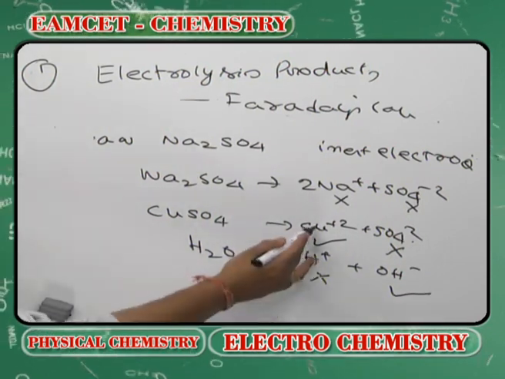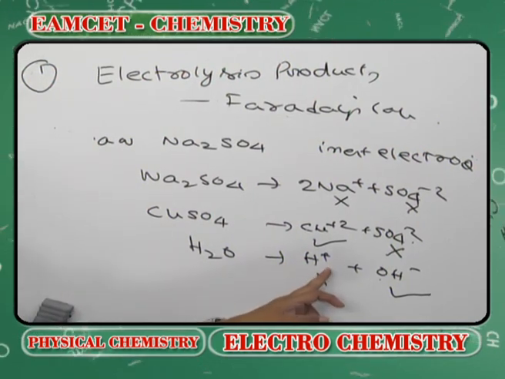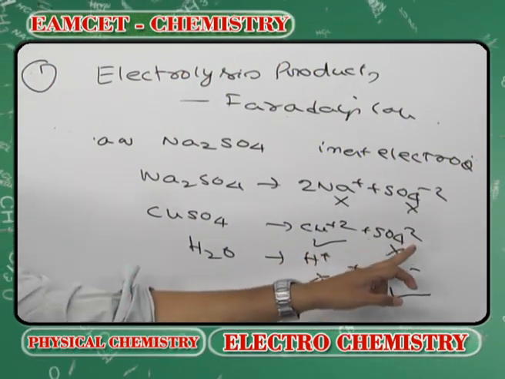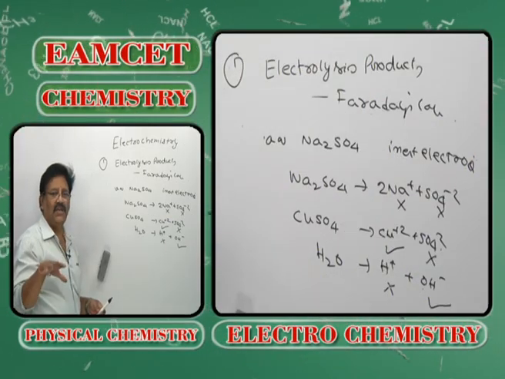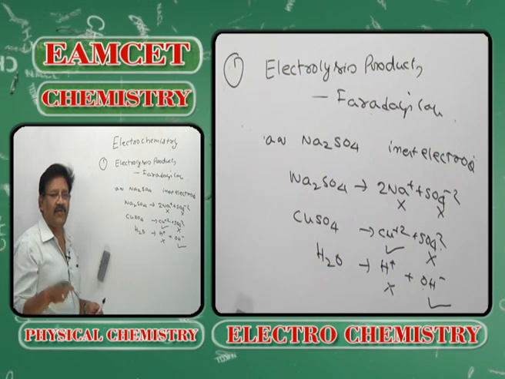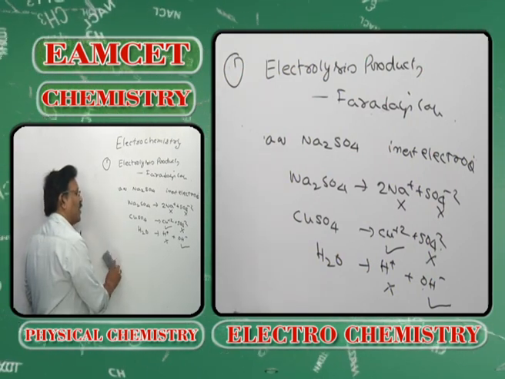What will be the products? Copper and oxygen. And which ions are left over in the solution? H plus ions and SO4 minus 2. What will be the nature of the solution? Acidic. And what will be the pH value? It will be less than 7.